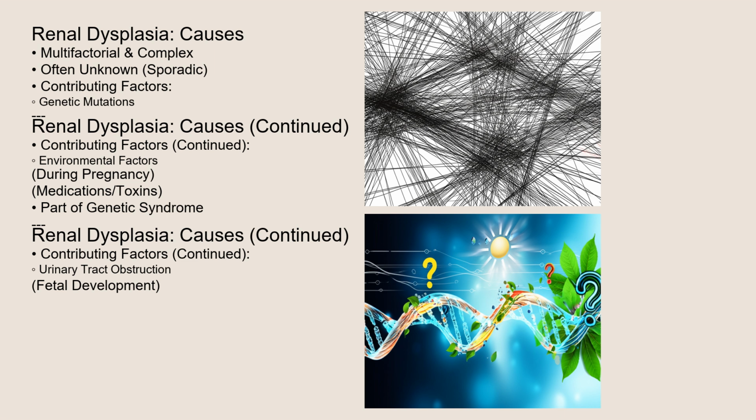So, what exactly causes renal dysplasia? Unfortunately, the etiology is often multifactorial and can be quite complex. In many cases, the exact cause remains unknown, falling into what we call sporadic occurrences. However, several factors are known to contribute.